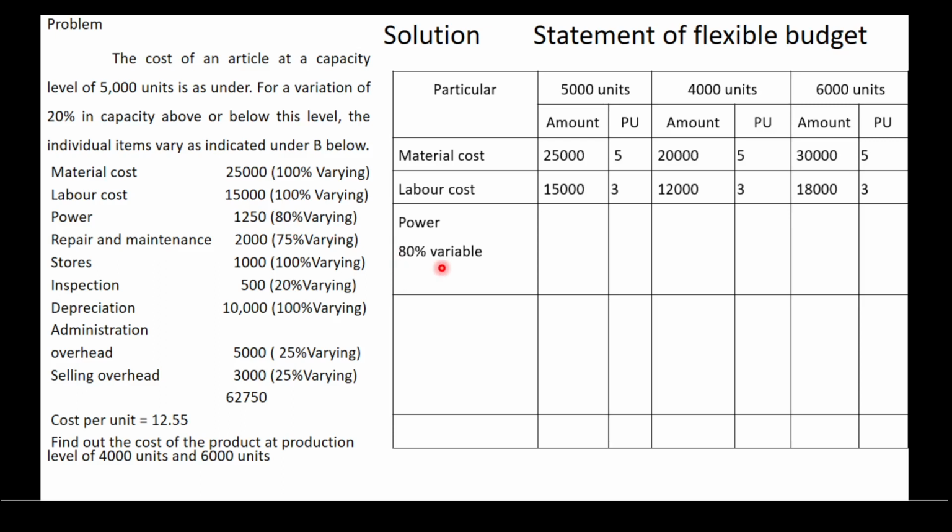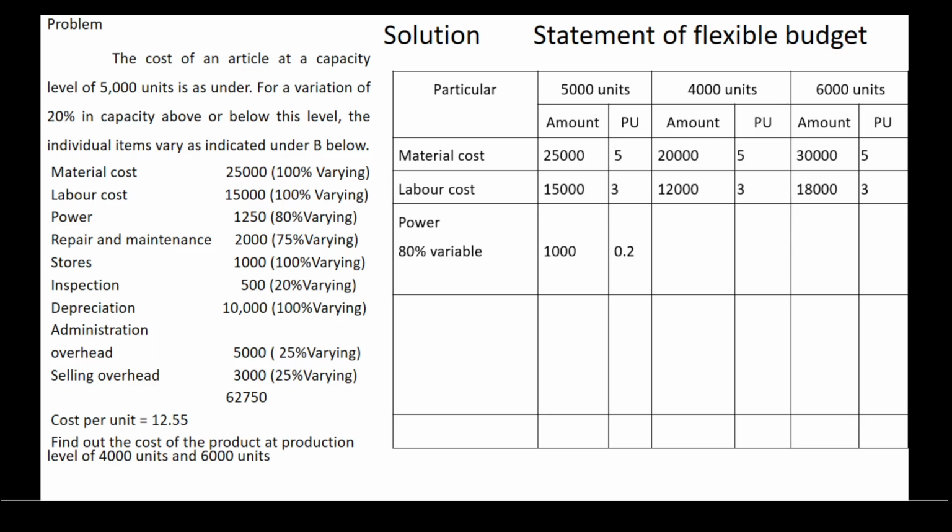ಇಲ್ಲಿ 80% ವೇರಿಯಬಲ್ ಆಗಿದೆ. ಈ 80% ಅನ್ನು ನಾವು ಹೇಗೆ ಕ್ಯಾಲ್ಕುಲೇಟ್ ಮಾಡ್ತೀವಿ? 1250 rupees into 80 divided by 100. So now the amount is rupees 1000. So next we calculate the cost per unit for this variable, meaning 1000 divided by 5000 units. So now the cost per unit is 0.2. So this is the variable. It means the cost per unit is the same, it is constant in each level.